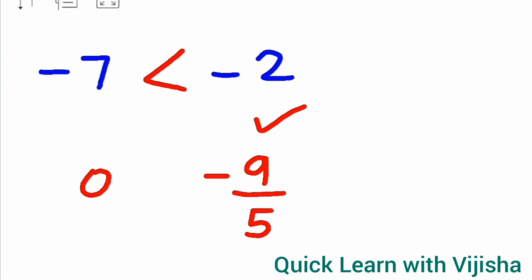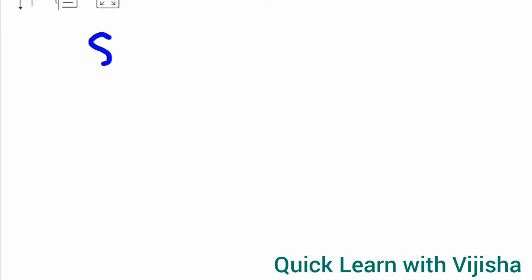So always negative numbers are smaller. So 0 will be the greater number in this. Third question is 8 upon 7 and 0.